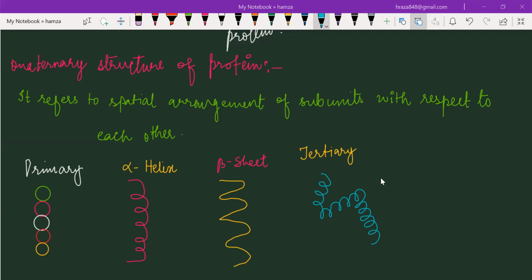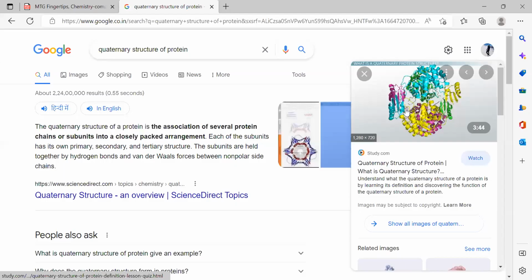Please let me know when you're done with this. Then I'll show you quaternary. Done. Done, everyone? So basically, on the right hand side, you can see a picture that is quaternary, a spatial arrangement. This is called quaternary. Is that clear, everyone?